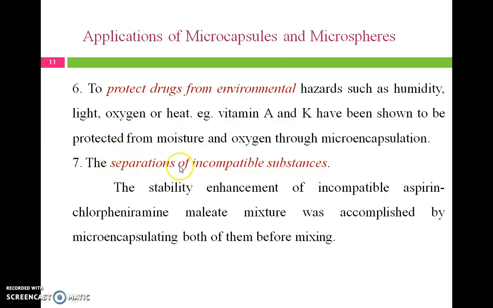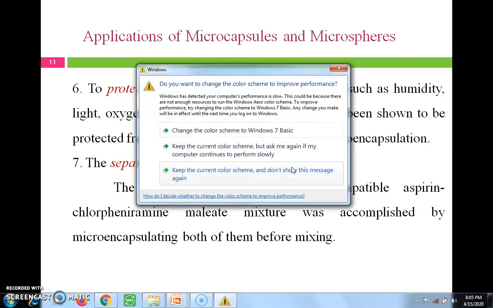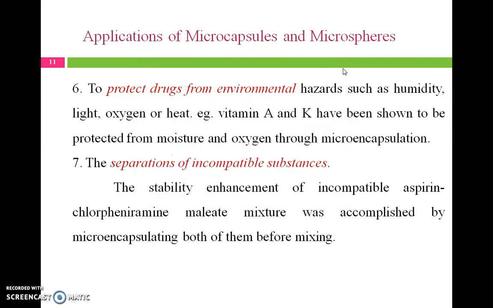Next application is separation of incompatible substances. We know that more than one active ingredient is given in a single dosage form. So if the number of chemicals increases, incompatibility also increases. So it is possible to give more than one chemical or active ingredient in a single dosage form without their physical contact. Example is aspirin and chlorpheniramine maleate, CPM. This mixture can be given in a single tablet by microencapsulation.